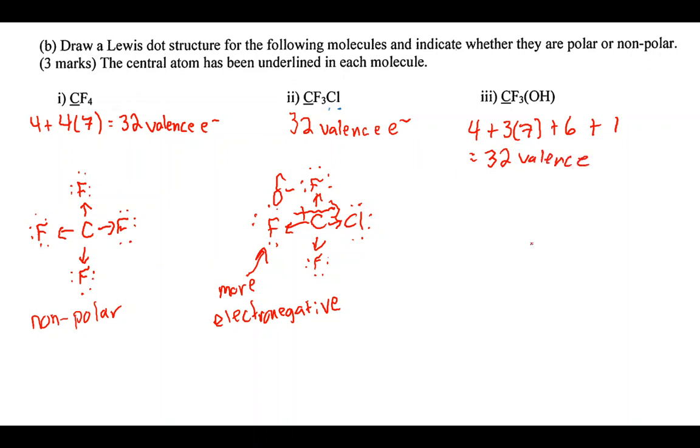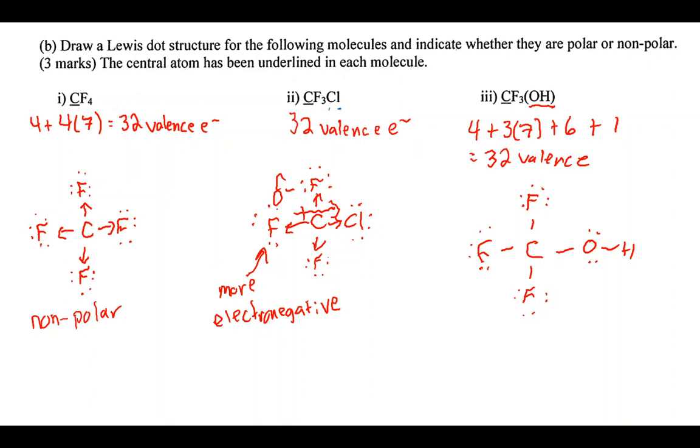So in this case, the carbon's going to be in the center again, followed by an oxygen and 3 fluorines. And then the hydrogen is going to be bonded to the oxygen because it's separated in this group here. Then, filling in the lone pairs, we're going to put 2 more around the oxygen to give it its full octet, and then we'll fill in the octets around the fluorines, which should bring us up to 32.